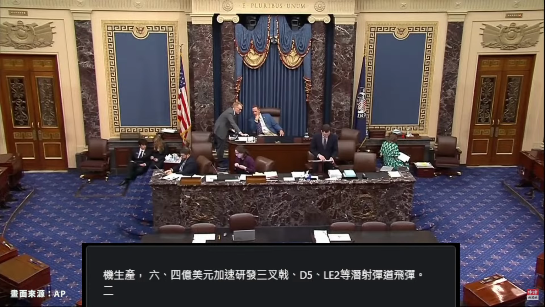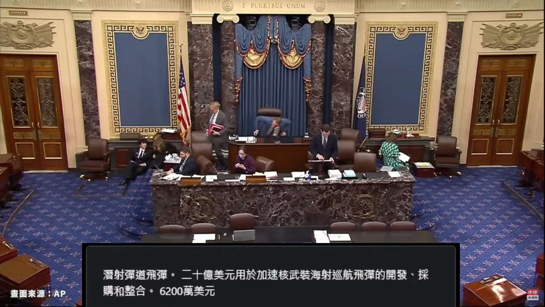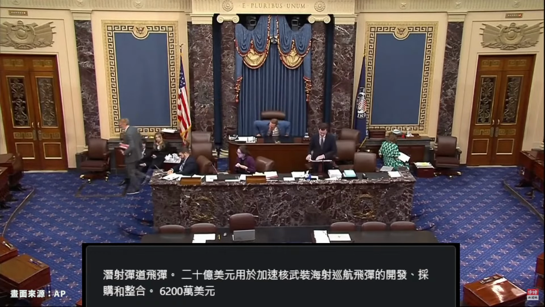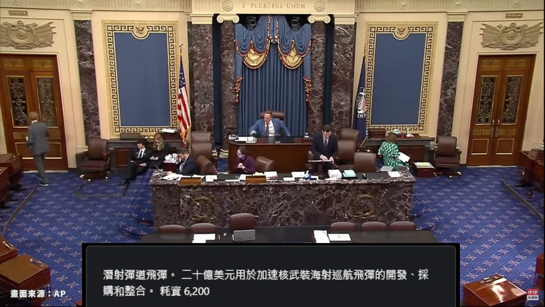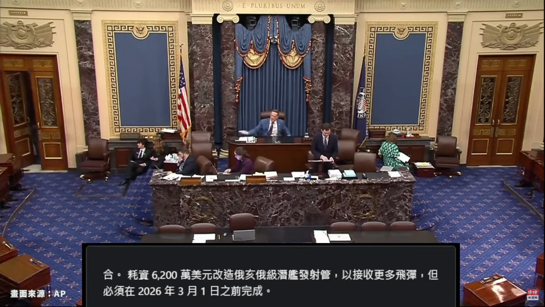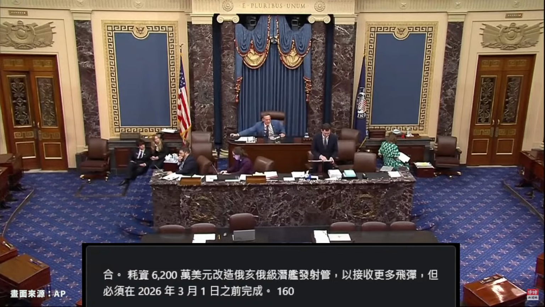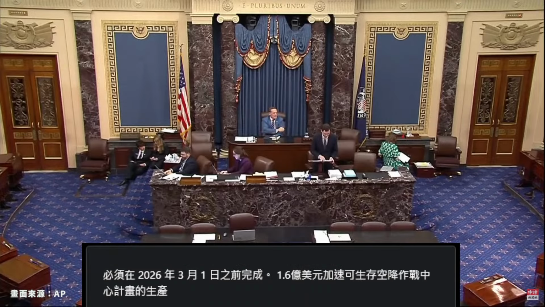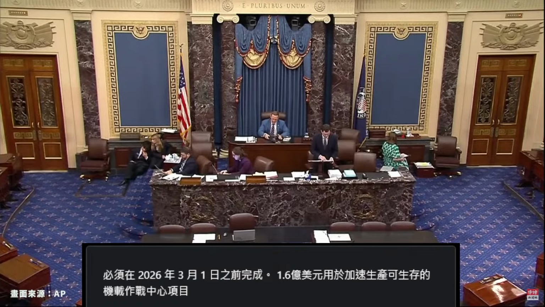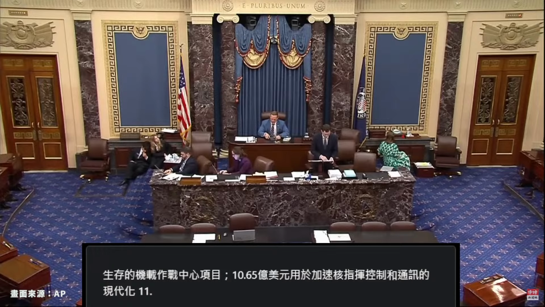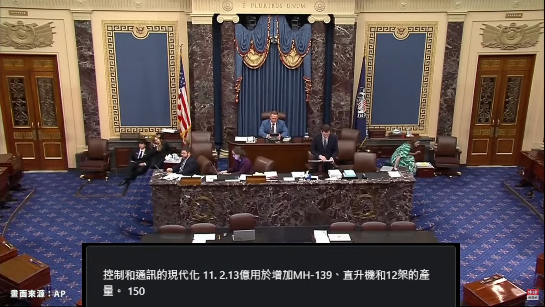8, $62 million to convert Ohio-class submarine tubes to accept additional missiles, not to be obligated before March 1st, 2026. 9, $168 million to accelerate the production of the Survivable Airborne Operations Center program. 10, $65 million to accelerate the modernization of nuclear command, control, and communications. 11, $210,300,000 for the increased production of MH-139 helicopters. And 12, $150 million to accelerate the development, procurement, and integration of military nuclear weapons delivery programs.